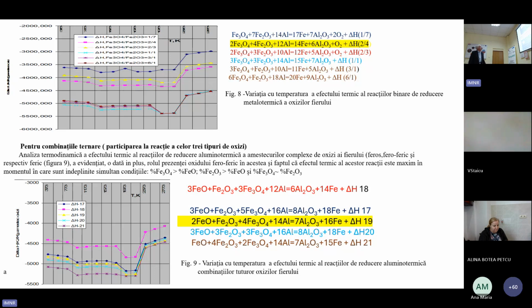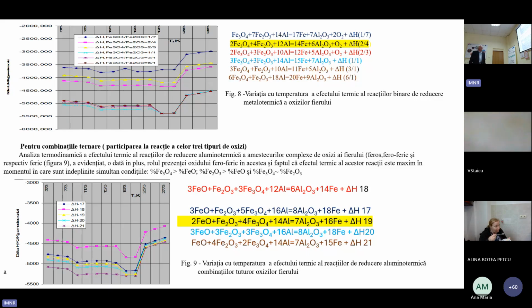În cazul combinațiilor ternare, deci atunci când participă toți cei trei oxizi separați magnetic, cum am prezentat mai înainte, se arată că efectul termic al reacțiilor de reducere aluminotermică a amestecurilor complexe de oxizi, deci ternare, care se știe care sunt, feros, feroferic și feric, evidențiază odată în plus rolul prezenței oxidului feroferic, Fe3O4.